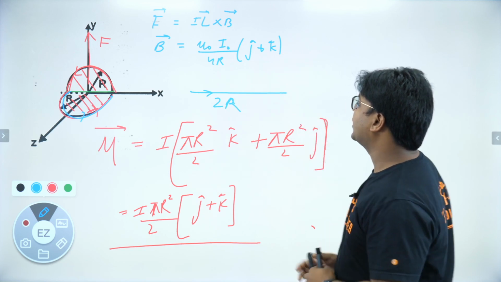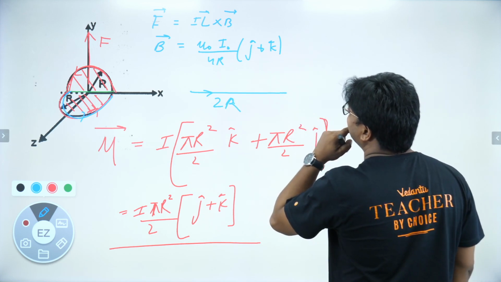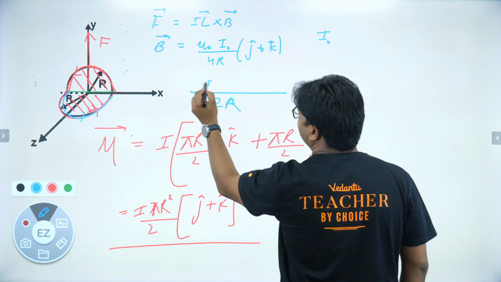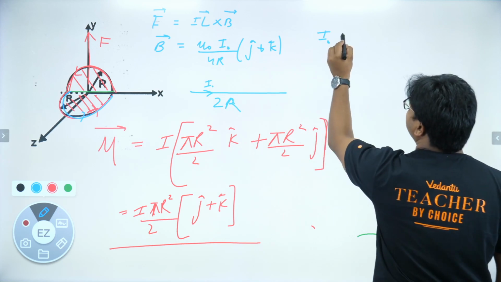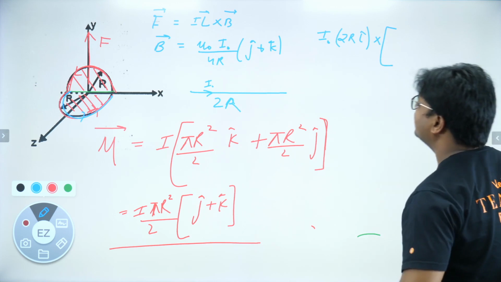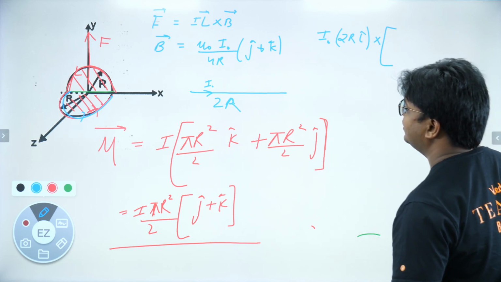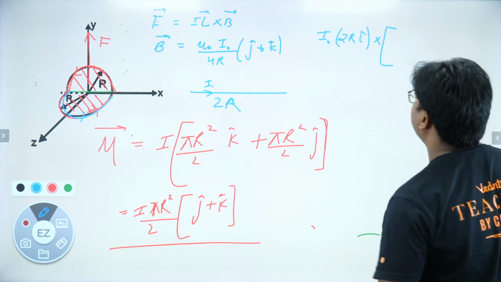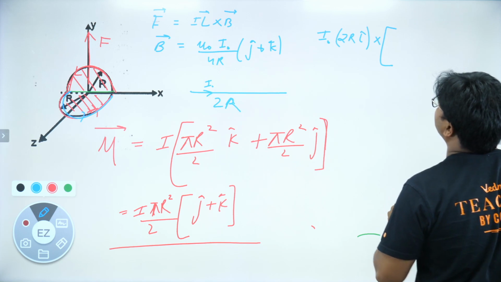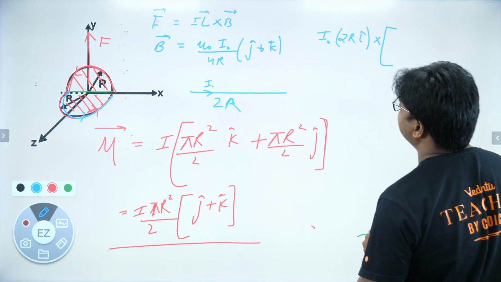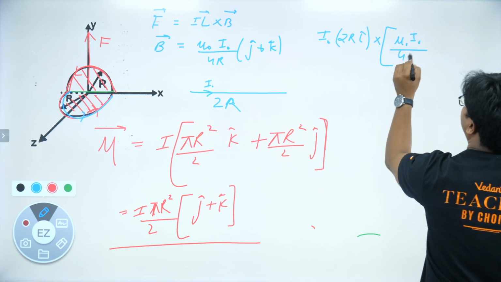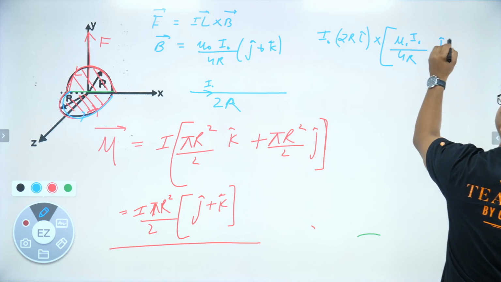All good. Okay. So how do I write this force? I L cross B. So I naught is the current flowing in this wire also. So I naught into length will be written as 2R into I cap, and then cross B is what I'm going to do. So it's going to be mu naught I naught by 4R and then (J plus K).